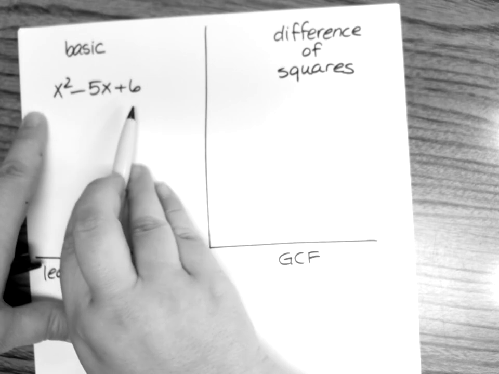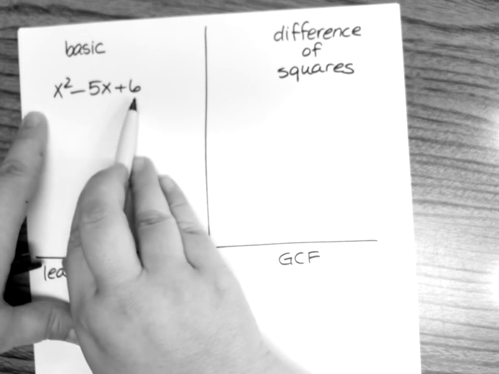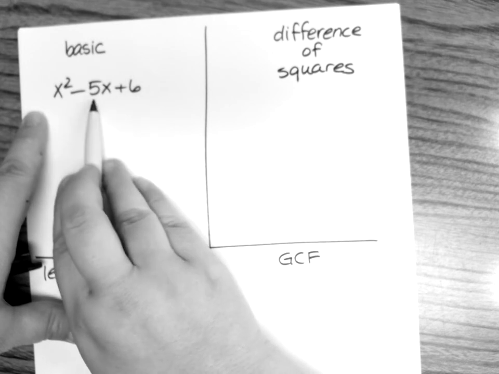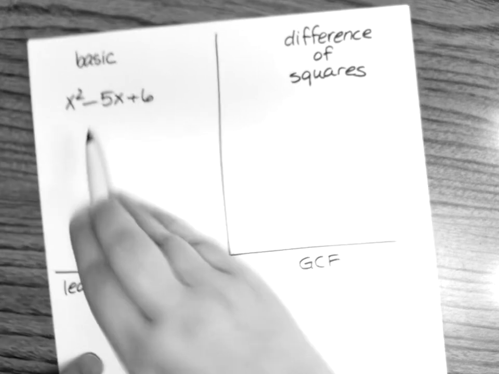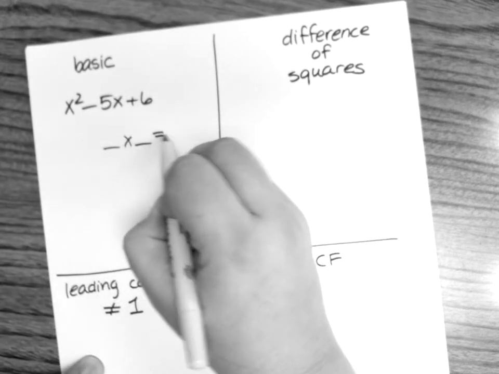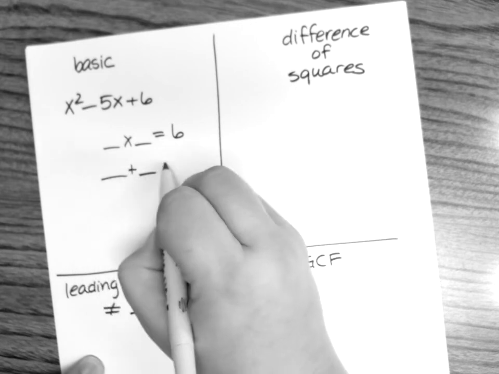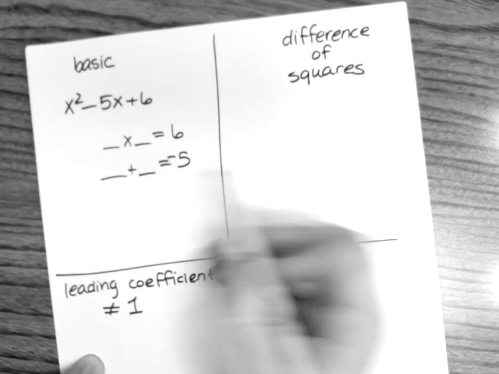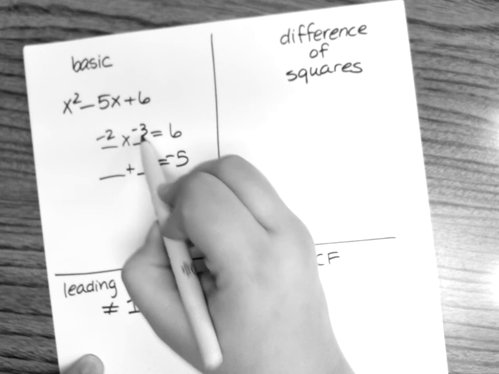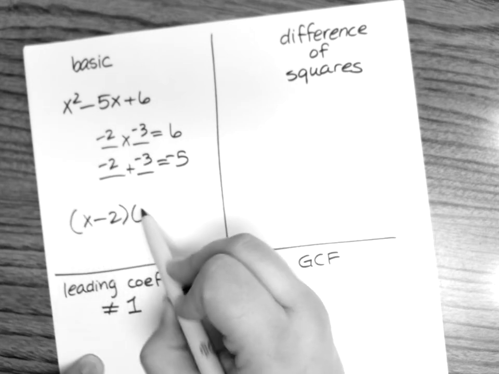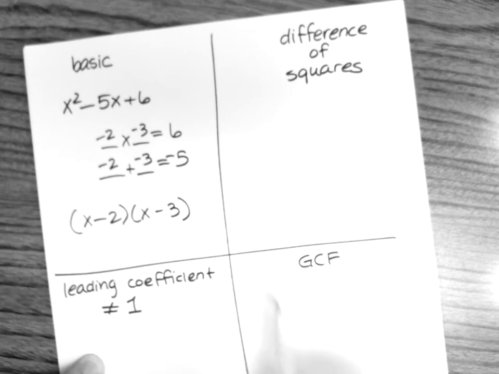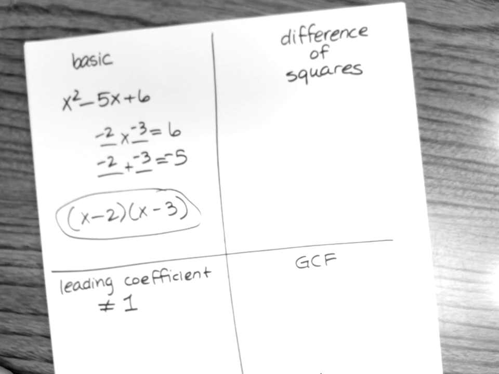You find 2 numbers that multiply to give you the 6, which is also the C, we call it, and add to give me the B. So 2 numbers that multiply to give me 6, add to give me -5. So that would be -2 and -3. And all we have to do is write them like this. And that's my answer. Remember that you can always FOIL to check your factoring.